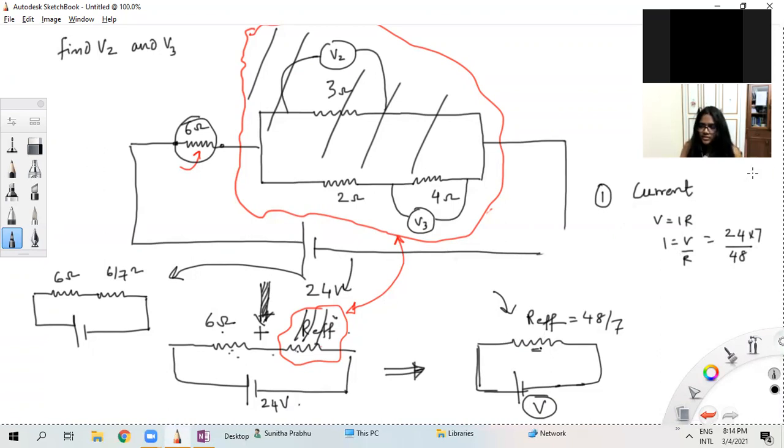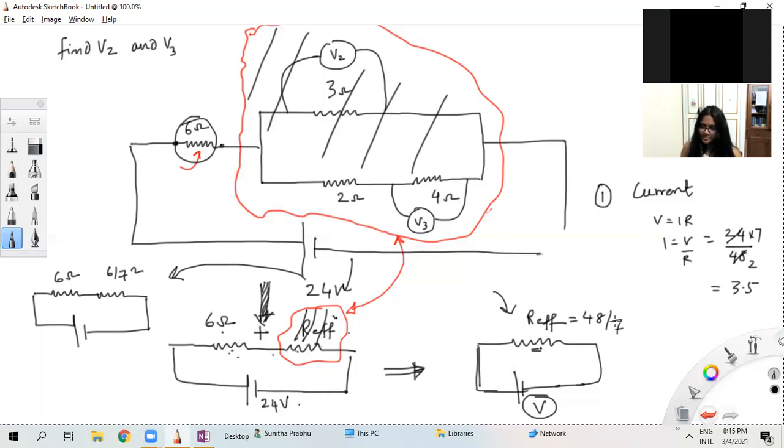Or 6.85. One small input for you. IG folks, they punch the calculators, okay? Yeah. ICSE, CBSE folks, they work with fractions because they can't use calculators. Okay, yeah. So if I say R is 48 by 7, 24 divided by 48 by 7, I can cut this. And without calculators, I can say 3.5. Yeah. 7 by 2 is 3.5. Okay. Try a little bit working with fractions. It is not mandatory that you do, but your arithmetic improves.